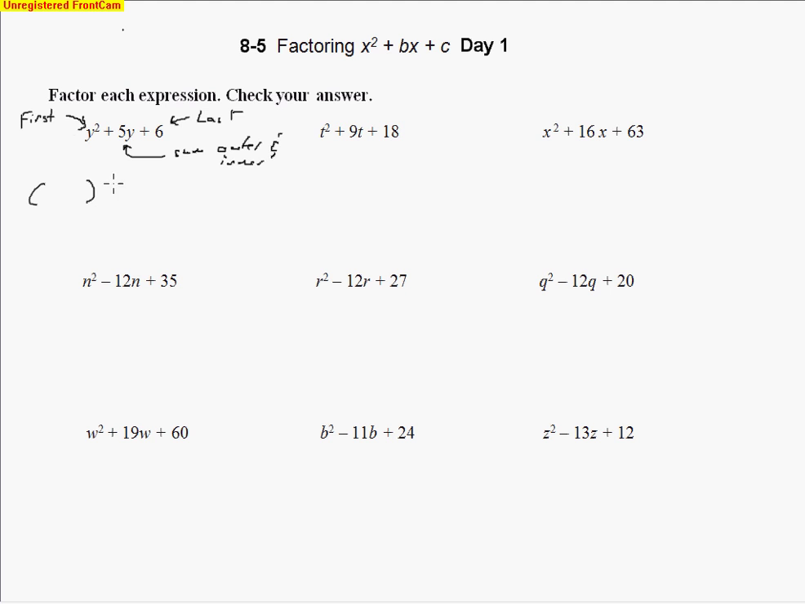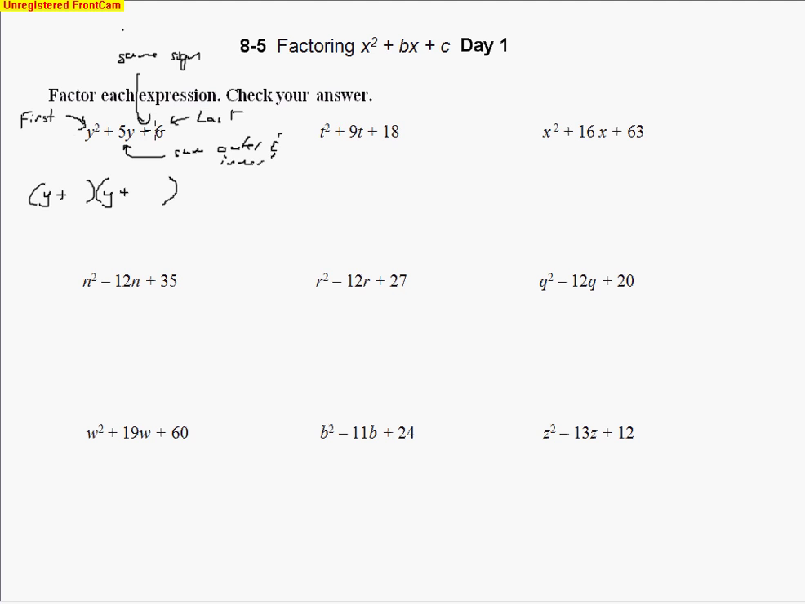So when I do it, the first thing I see is a y squared. The only way to make y squared is y times y. Now, since the last term is positive, that means the signs have to be the same. So this plus sign right here means we have the same sign. And since I have the same sign, I look at the middle term: the outer term and inner term sum to make 5y, and it's positive, so I know both signs are positive.